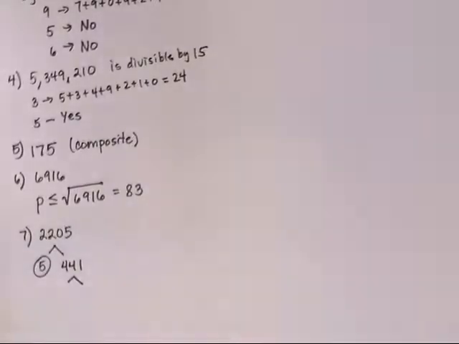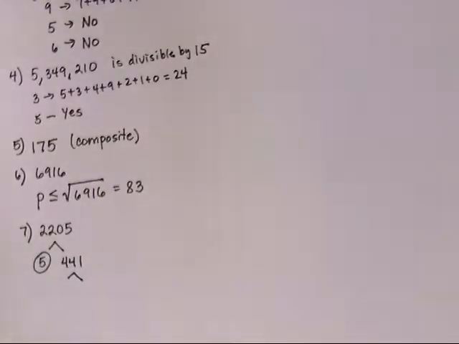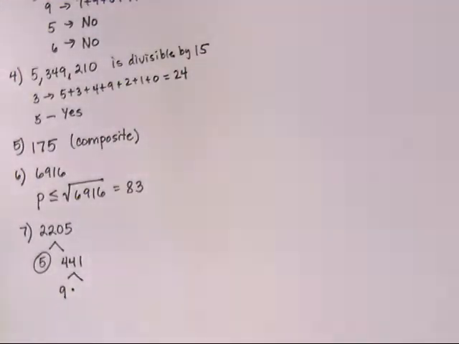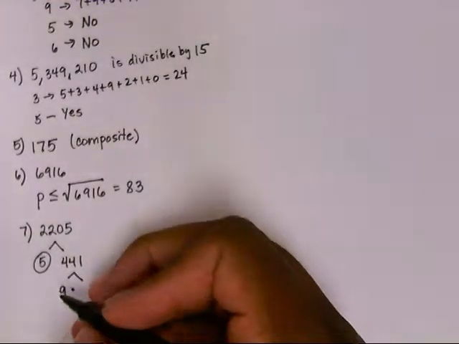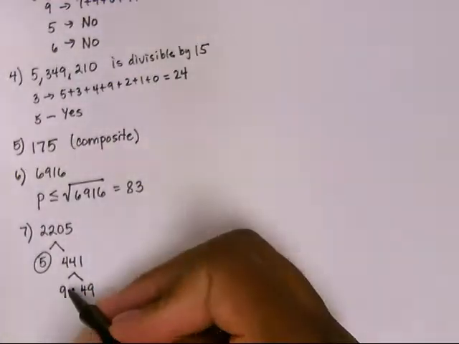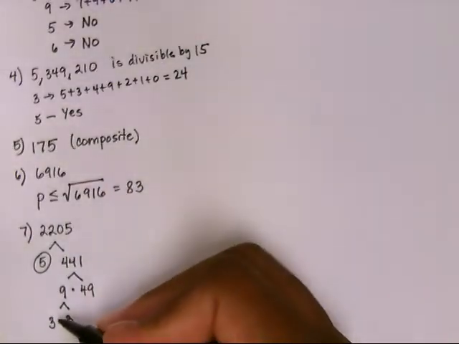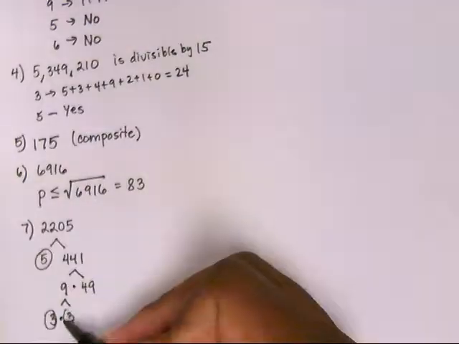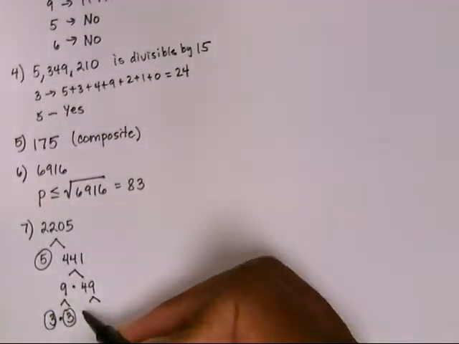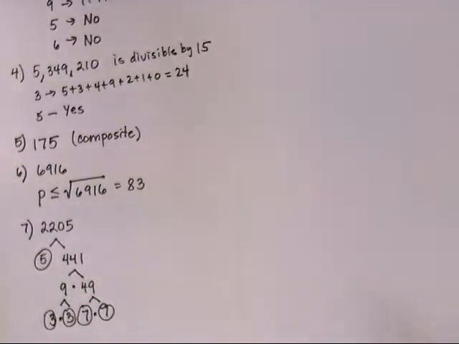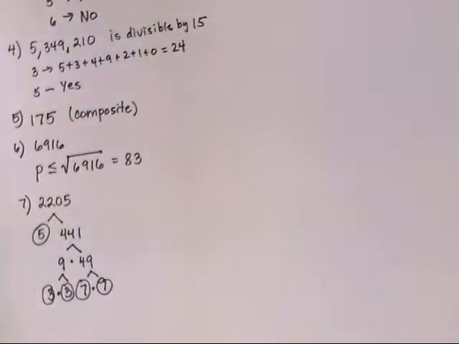Now I can break 441 into a product of two numbers here. Let's see, 441 I know is divisible by 9. So let's use 9, and then 9 goes into 441 49 times. And then I can break 9 up into 3 times 3. Now notice that the 3 is prime. I'll circle those. 49 can be broken up into 7 times 7. And 7 is also prime, so I will circle those.